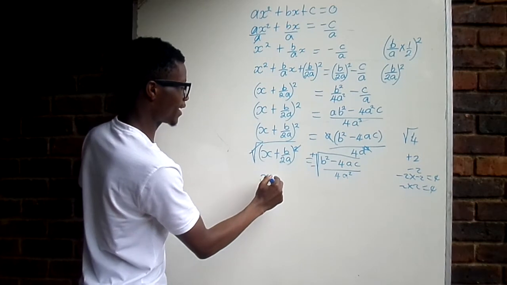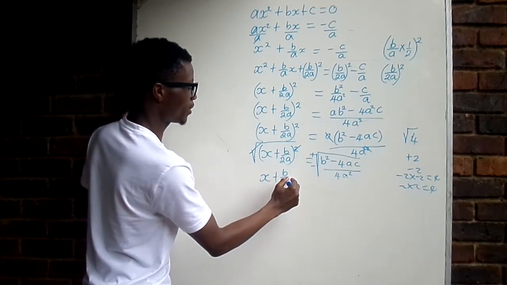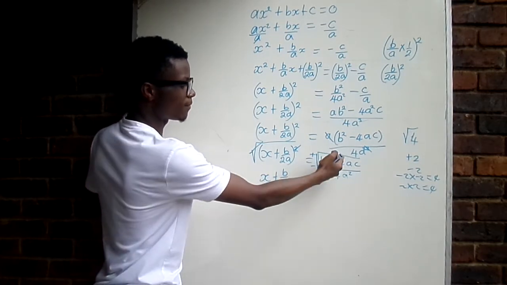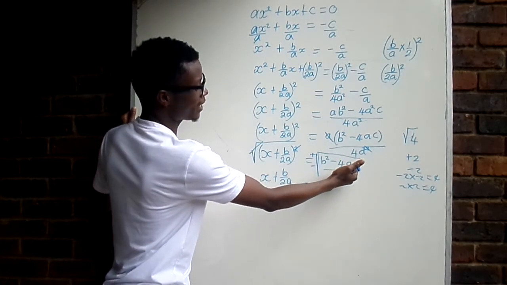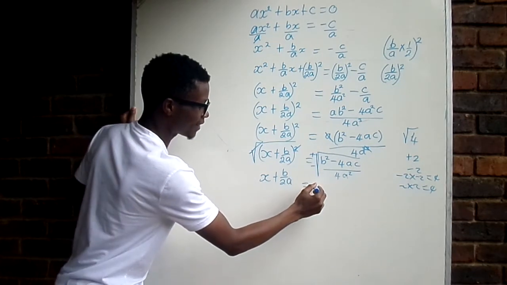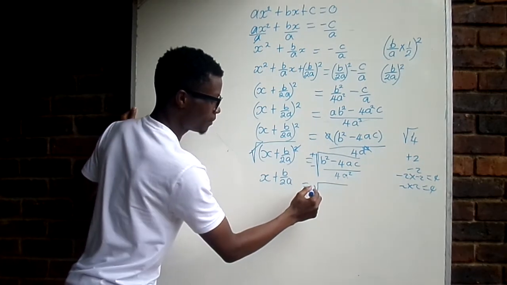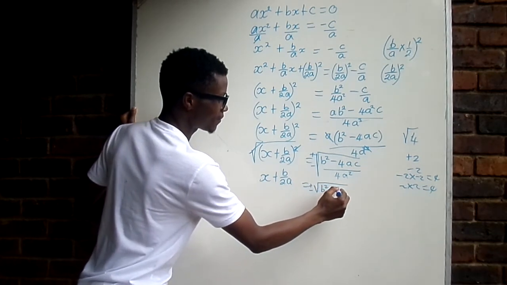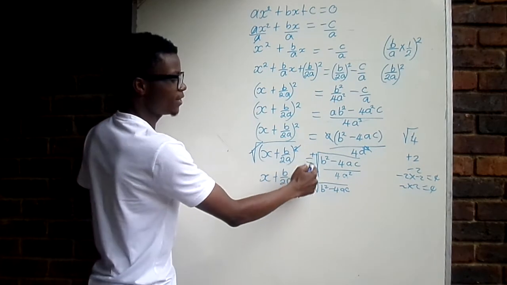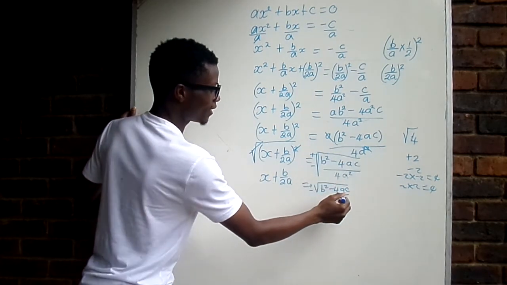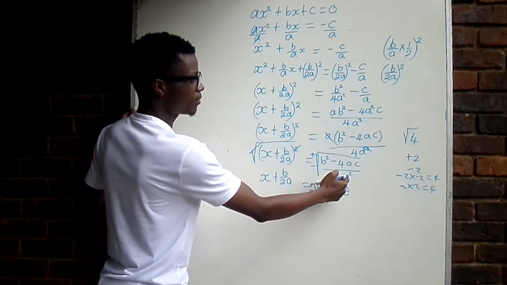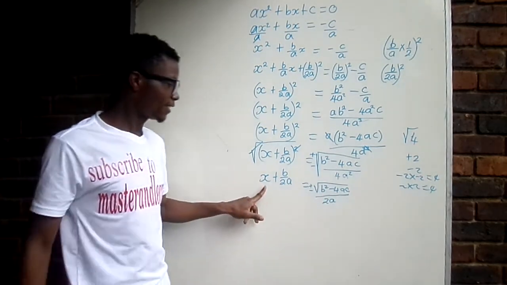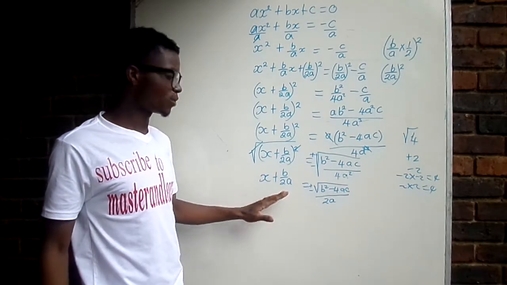So we are left with x plus b over 2a is equal to, the square root of b squared we know is b, of 4 is 2, but we don't know of a and c. So I'm going to rewrite this as it is. Remember, we have our plus or minus square root of b squared minus 4ac. But I know the square root of 4 is 2, and the square root of a squared is a. Let us leave x alone because we want to find x.